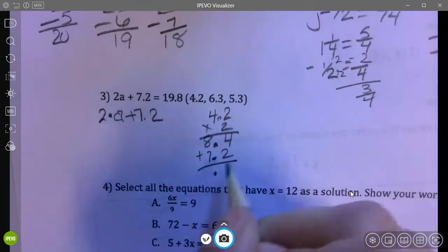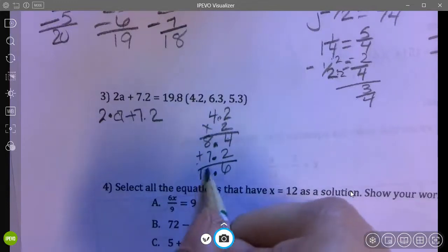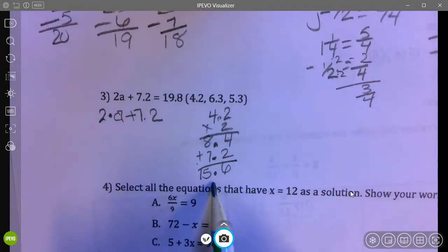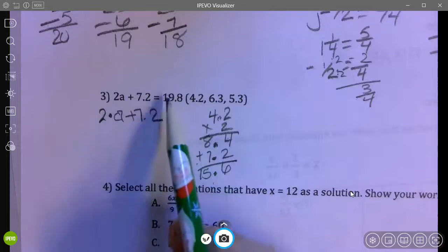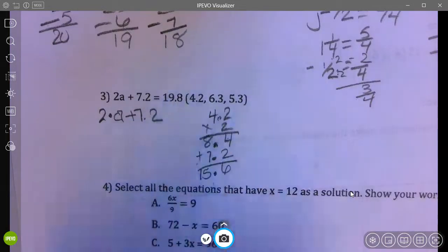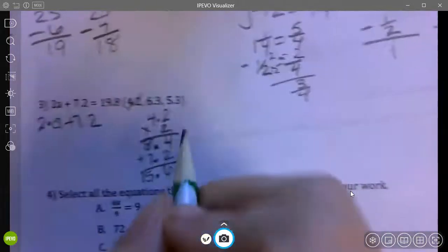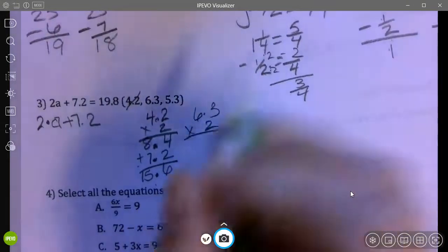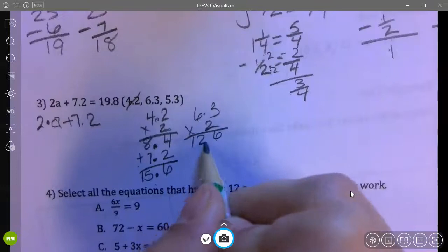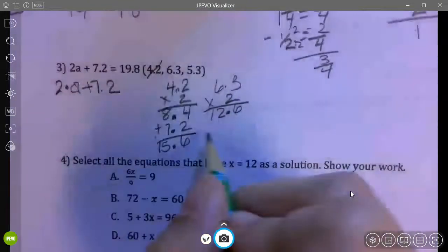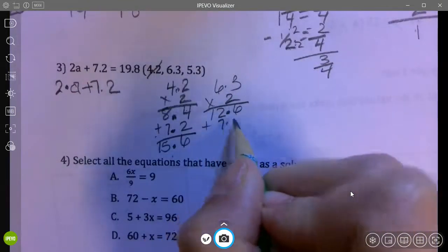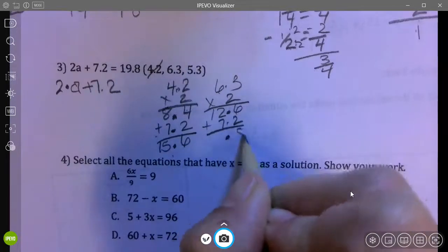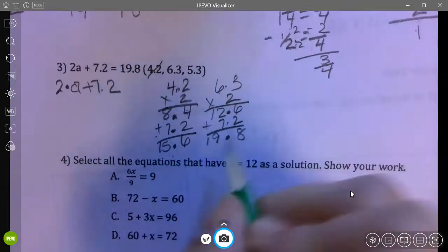Line my decimals up, bring them down. 4 plus 2 is 6. 8 plus 7 is 15. That equals 15.6. I need it to equal 19.8. So 4.2 is not going to work. I'm going to do 6.3 times 2. It's going to give me 12.6. Add my 7.2. It's going to be 19.8.